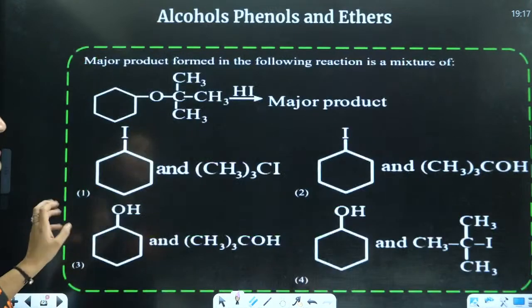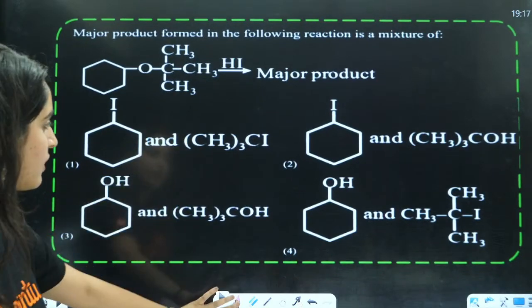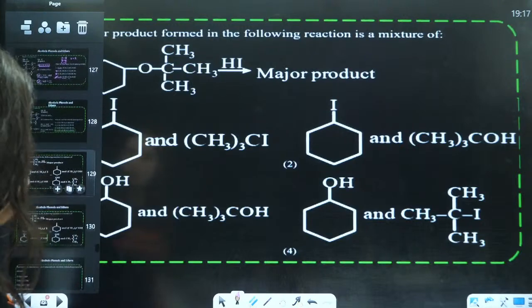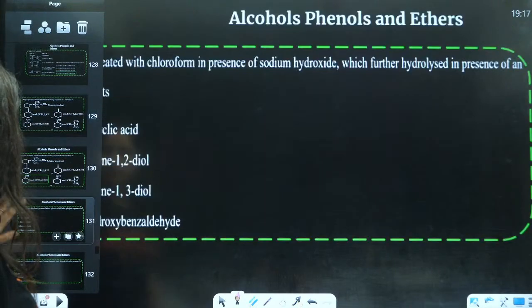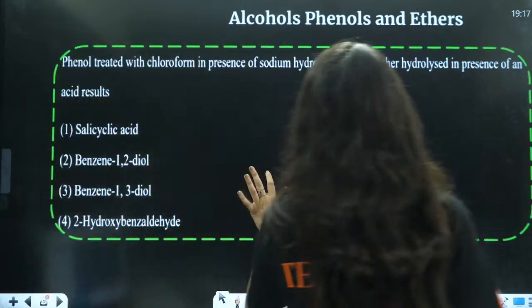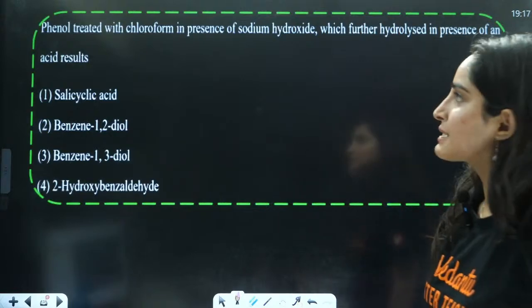Now, next is this one. This is based on ethers, right? Wait a minute, let me see. This question is based on phenol, right? So I am completing the previous year questions of phenols here.